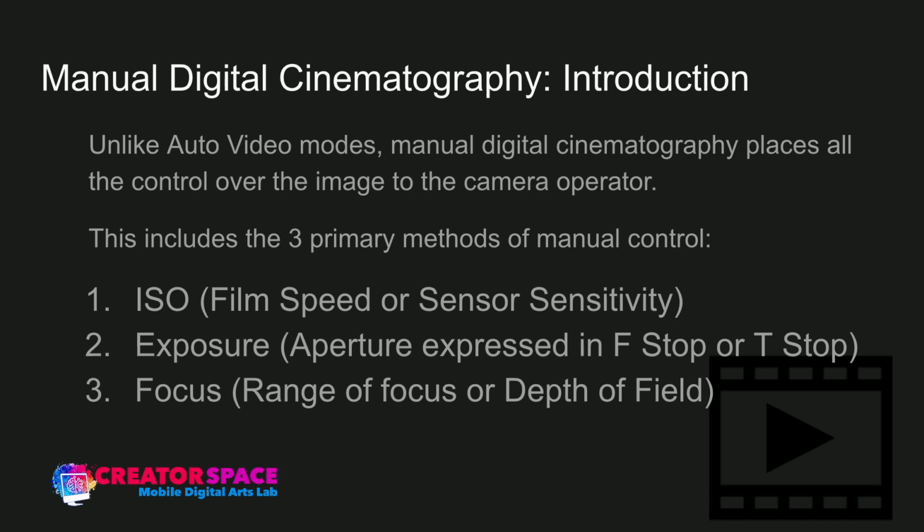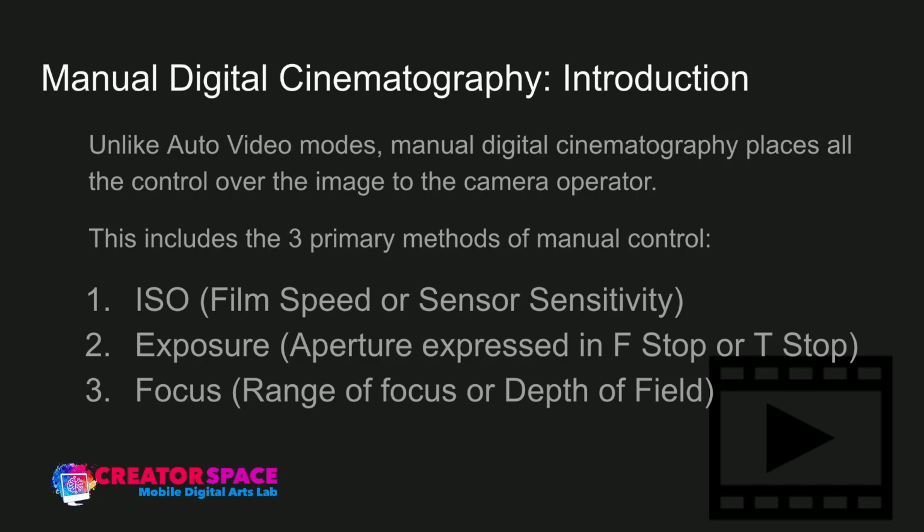Okay, three primary methods of manual control. We have our film speed, or sensor sensitivity, the ISO. Then we have our exposure, which is the aperture expressed in f-stop or t-stop. Then we have our focus, our range of focus or depth of field: what's in focus and what's not. Depth of field is basically how much stuff is in focus. For example, you're looking at me right now and the background is a little bit blurred.